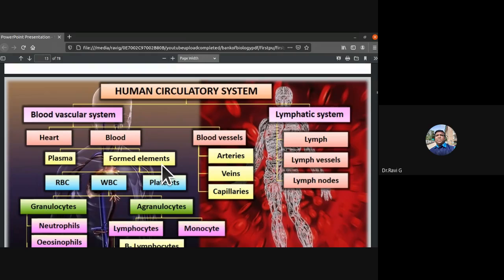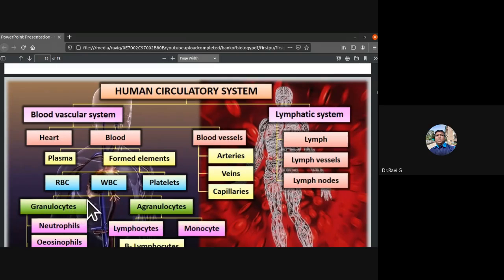The formed elements, or the cellular components of blood, include red blood cells or erythrocytes, white blood cells or leukocytes, and platelets or thrombocytes. Today you know about the importance of blood platelet count, especially for chikungunya and dengue. So they take up this blood platelet count.